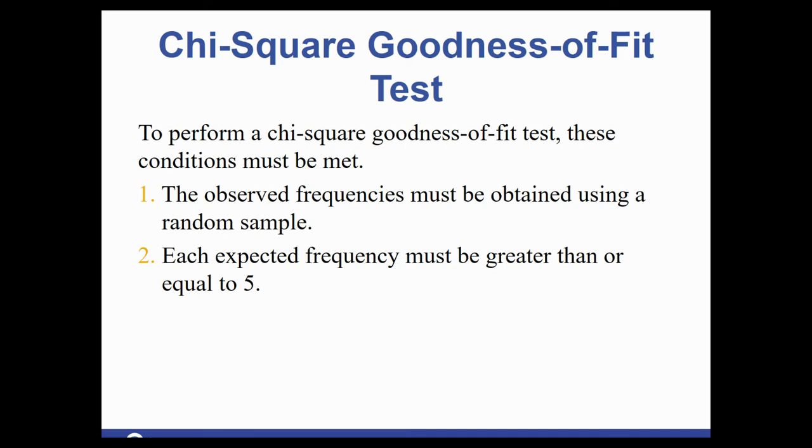In order to do this chi-squared goodness of fit test, we have to have two conditions met. Our observed frequencies must be from a random sample, and each one of our expected frequencies must be greater than or equal to 5. That's saying that we expect at least 5 from each. So we would have to check that for each one of our categories or outcomes.